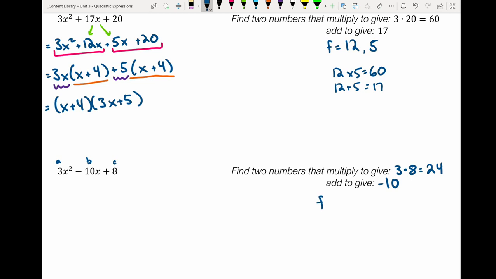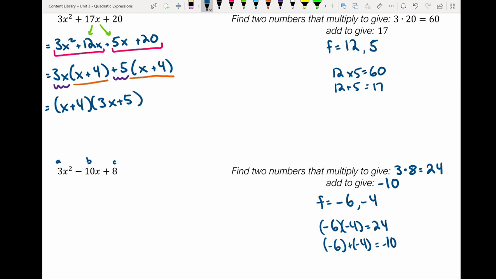So the factors that I'm looking for, you can use the same type of patterns that we looked at in simple trinomials. Because the product is a positive number, and they add to a negative, that means my two numbers have to be negative. So in this case, the two numbers that I should find are negative 6 and negative 4, because negative 6 times negative 4 equals 24, and negative 6 plus negative 4 equals negative 10.